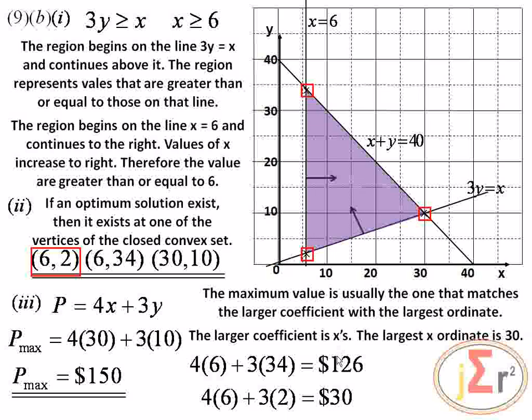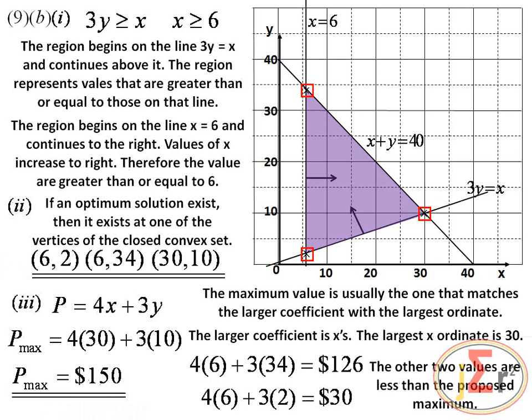So we see that the others are actually smaller, and that there is no better way to substantiate our claim than to use the other values and show that they actually turn out to be less. So the other two values are less than the proposed maximum. Therefore, $150 is the maximum.